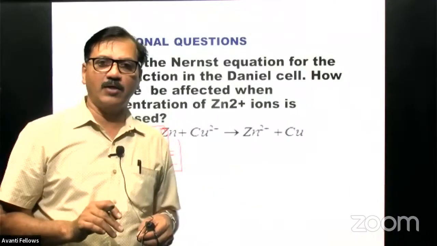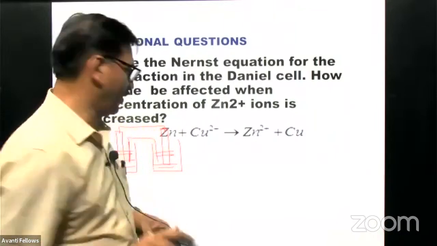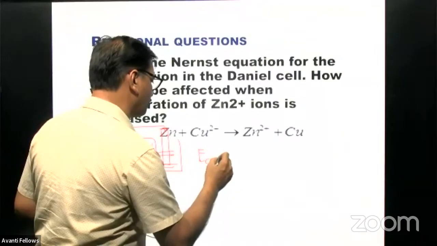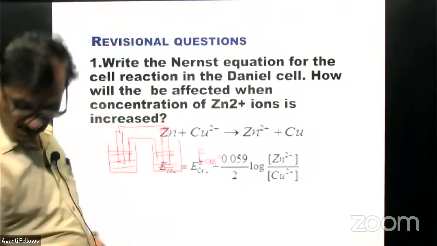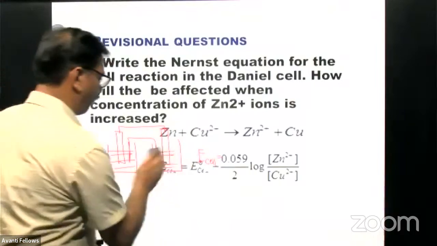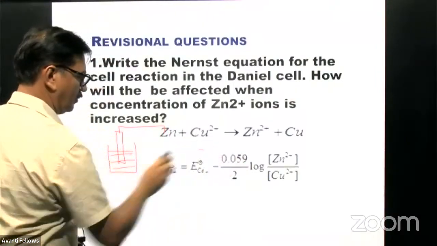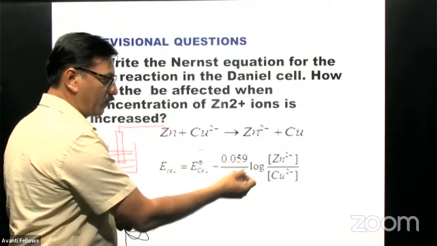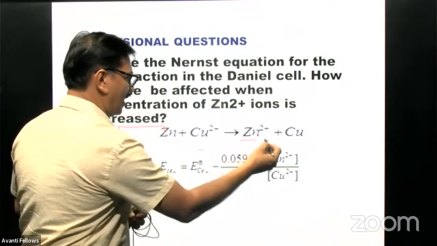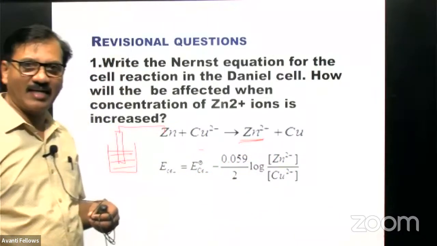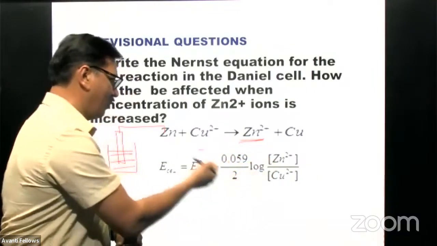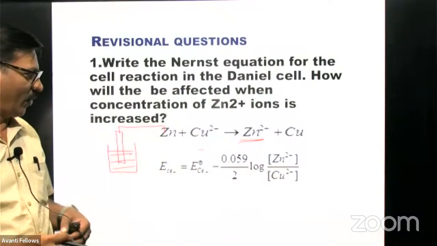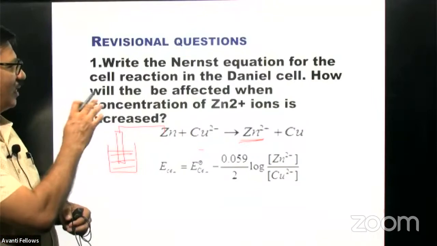For solving this, we need to write the Nernst equation. How can the Nernst equation be written? E of the cell is equal to E0 of the cell minus 0.059 by 2 log of zinc 2 plus ion, because this is a cell equation. Zinc 2 plus ion is on the right hand side, so it should be in the numerator and copper 2 plus ion in the denominator. Now this equation will help you to tell about the answer.